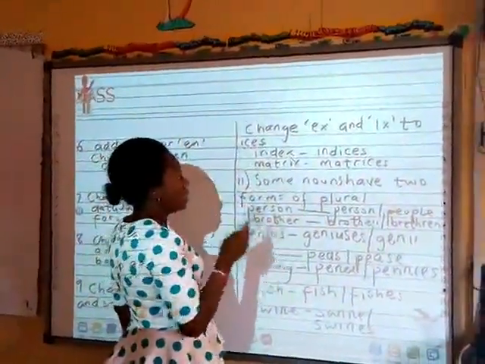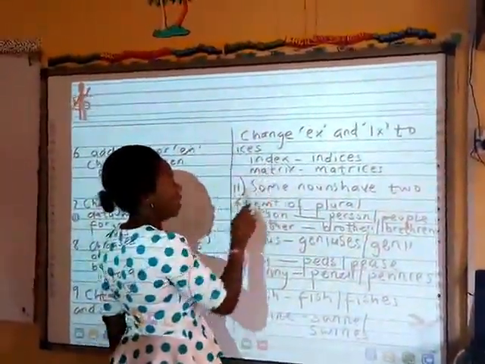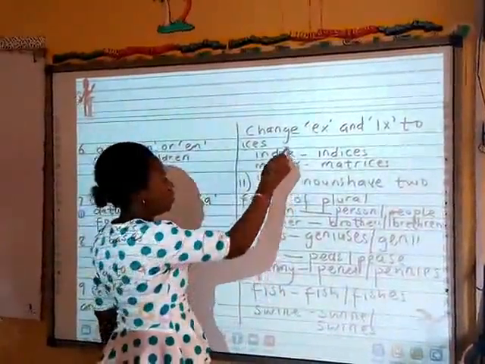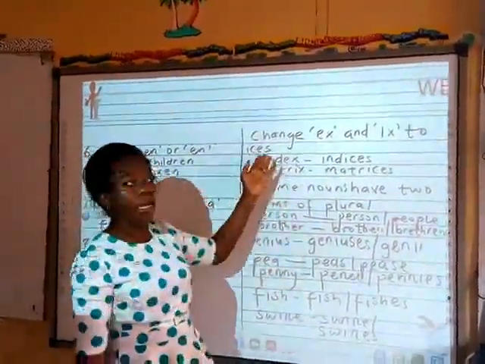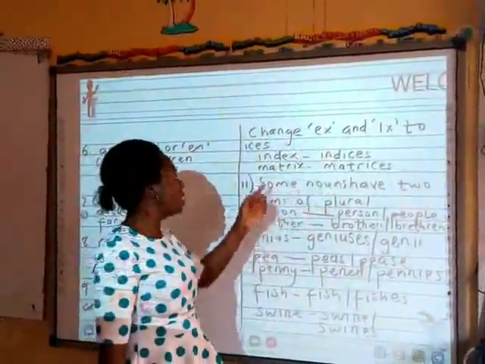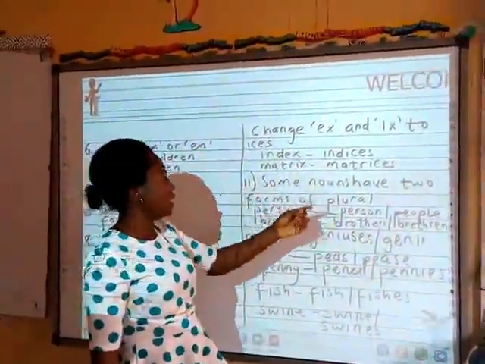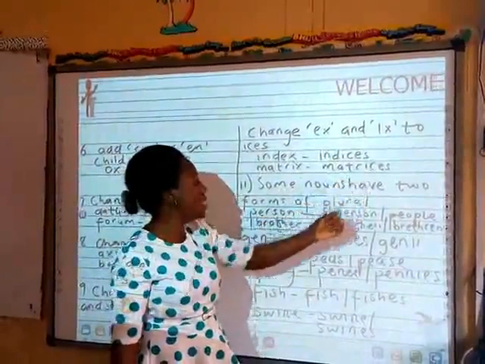What I'm saying is, if any word ends with EX or IX, you're going to remove the EX or IX and replace it with ICES. So index becomes indices, and matrix, which ends with IX, we're changing to ICES.